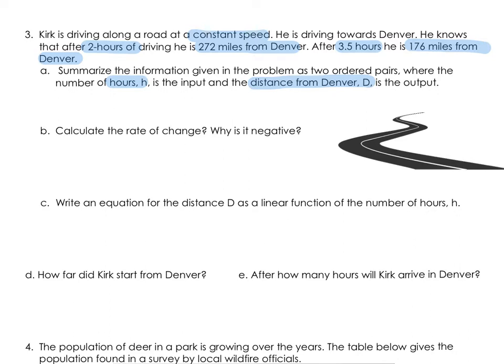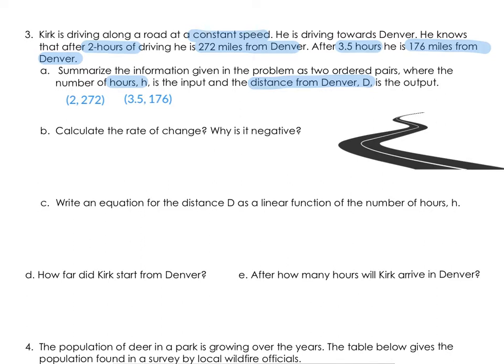So they told me what my inputs and outputs are, so I'm just going to use that information to write my points. So they have to be, remember that they're always x, comma, y, input, then output. So the hours driving for the first point was 2, so 2 hours, 272 miles, that would be the point (2, 272). The other one was 3.5 hours, 176 miles from Denver, so that would be the point (3.5, 176).